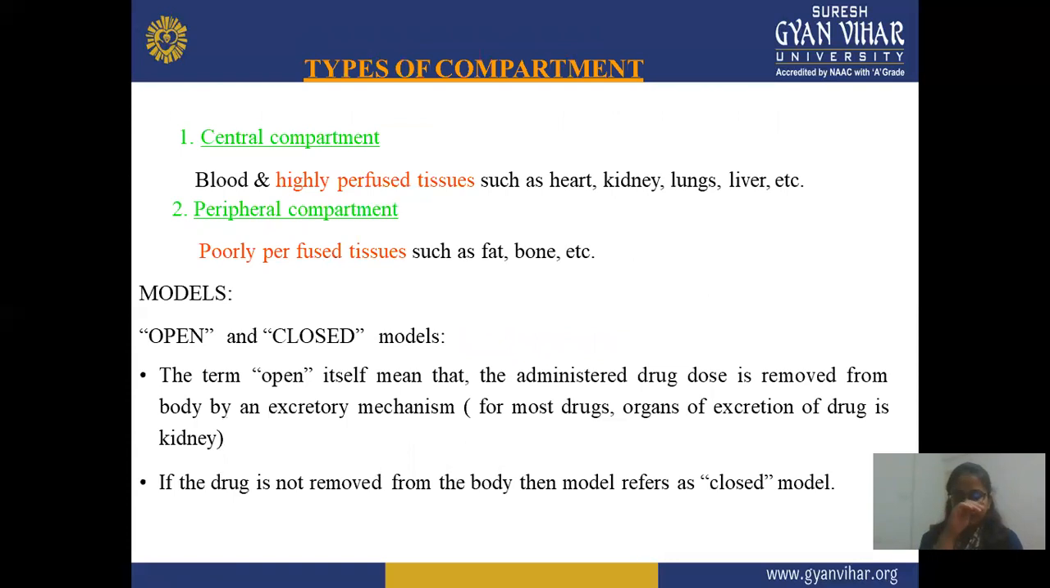These are the compartments: the central compartment and the peripheral compartment. The central compartment is blood and highly perfused tissue like kidney, lungs, and liver. And the peripheral compartment is poorly perfused tissue like bone and fat.